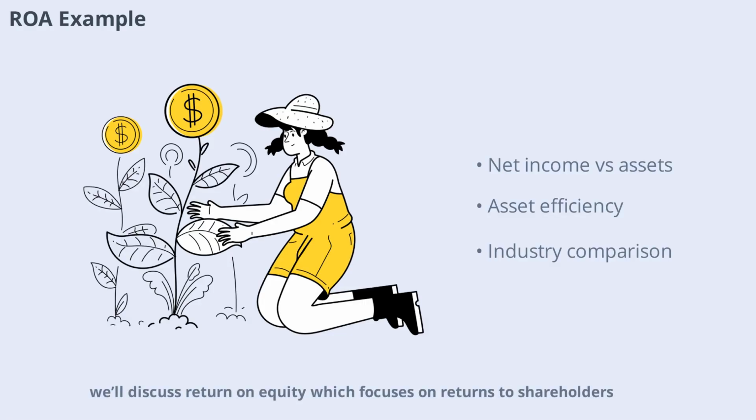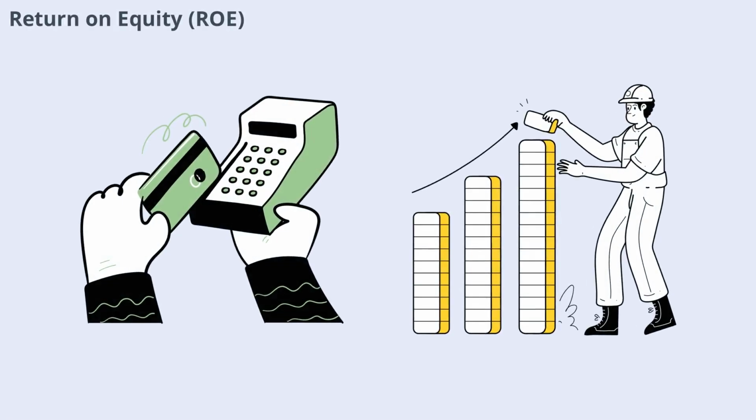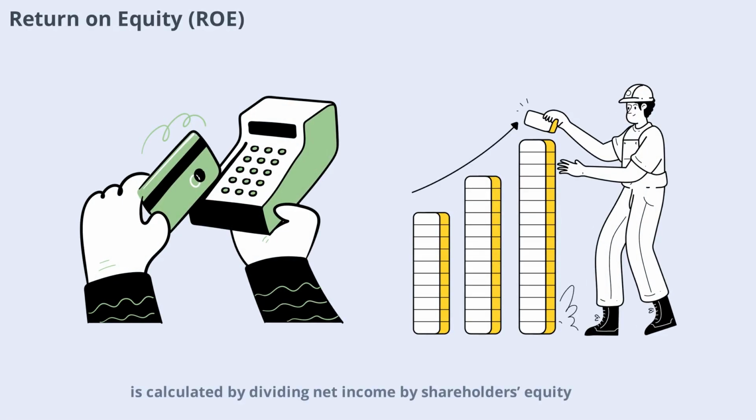Next, we'll discuss return on equity, which focuses on returns to shareholders. Return on equity, or ROE, is calculated by dividing net income by shareholders' equity. This ratio shows how well a company uses shareholders' funds to generate profit. A higher ROE means better returns for investors. ROE is a favorite metric for investors because it reflects management's ability to grow the business. However, very high ROE can sometimes be a red flag indicating excessive debt.